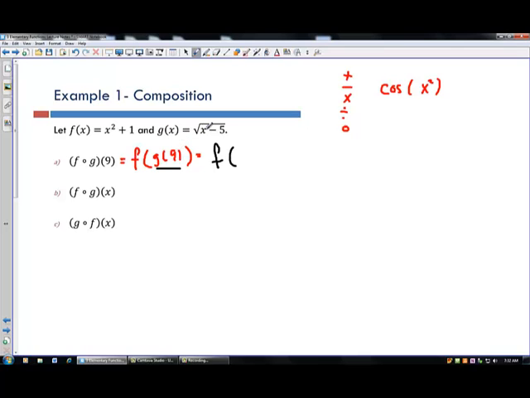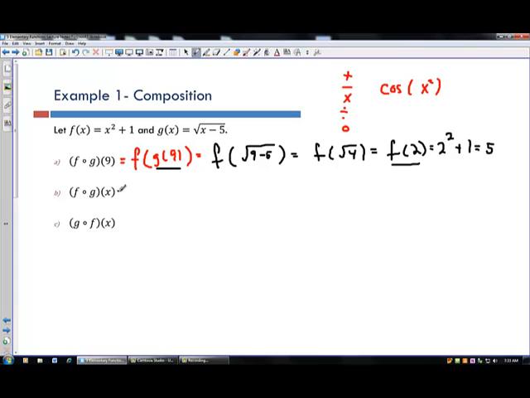Wherever I see an x, I put a 9. So f of the square root of 9 minus 5. And so that's equal to f of the square root of 4, which equals f of 2. And so I had to get here, and I reread it. So what does f of 2 mean? It says wherever I see an x here, I replace it with 2. And so that's equal to 2 squared plus 1, which equals 5.